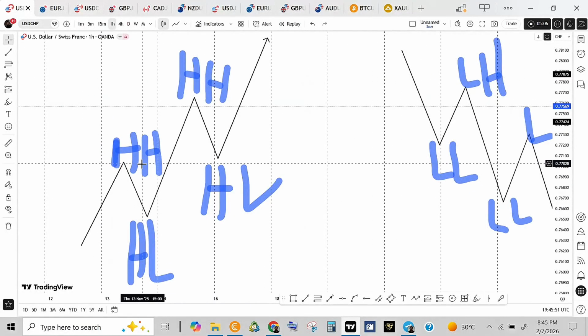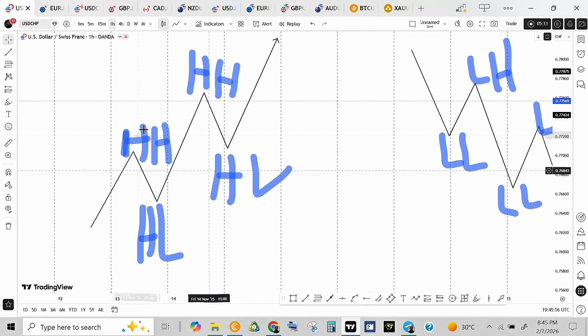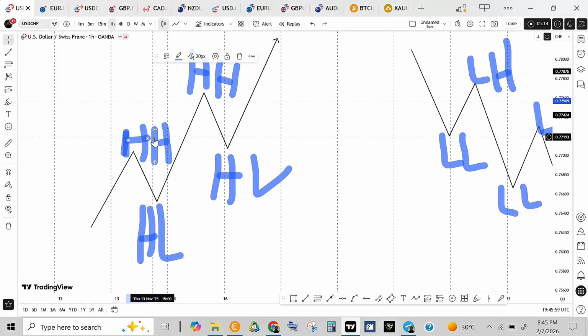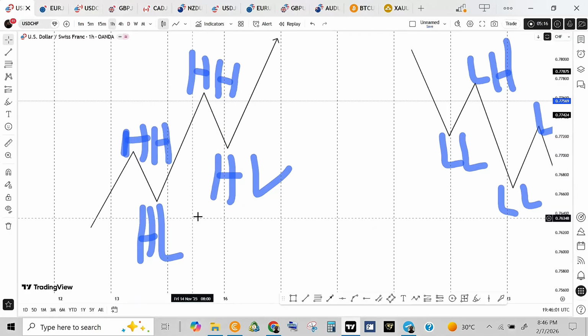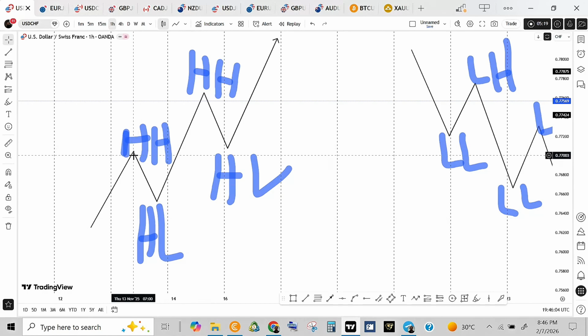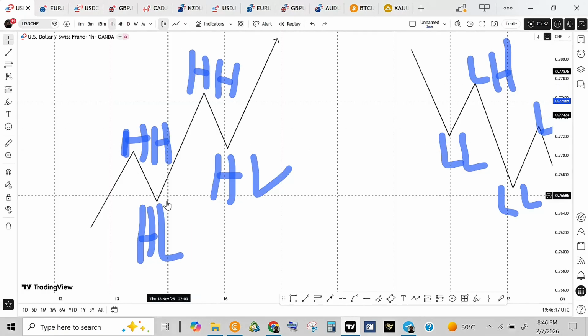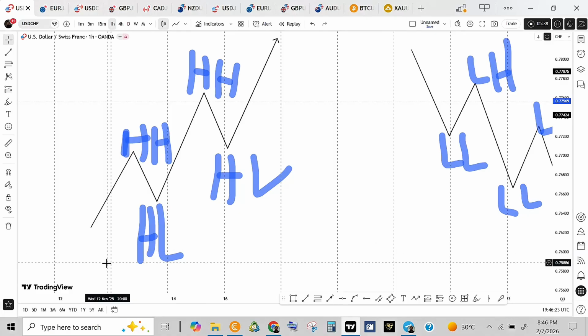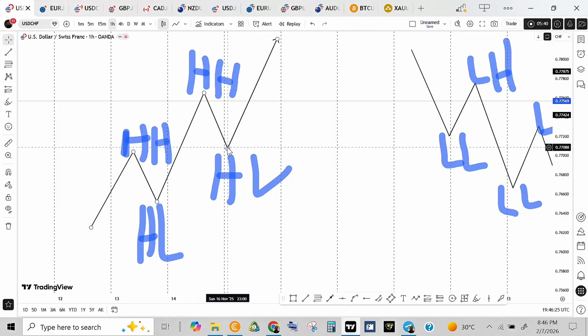These two market structures are different. This one is making higher highs, because this high over here is higher than the previous high. Since it's higher than this one, it's called what? Higher high. Then we have a higher low. This low here is higher than the previous low. Now this other low here is higher than the previous low, so it's called higher low.